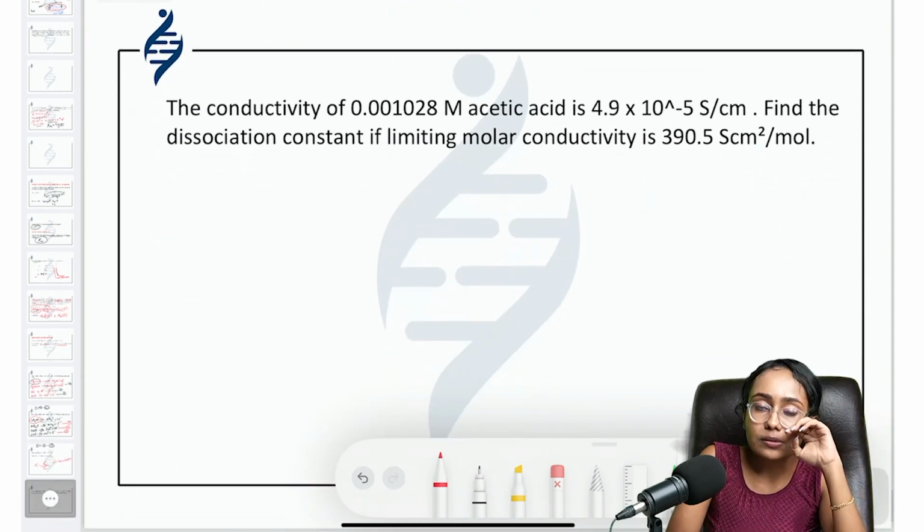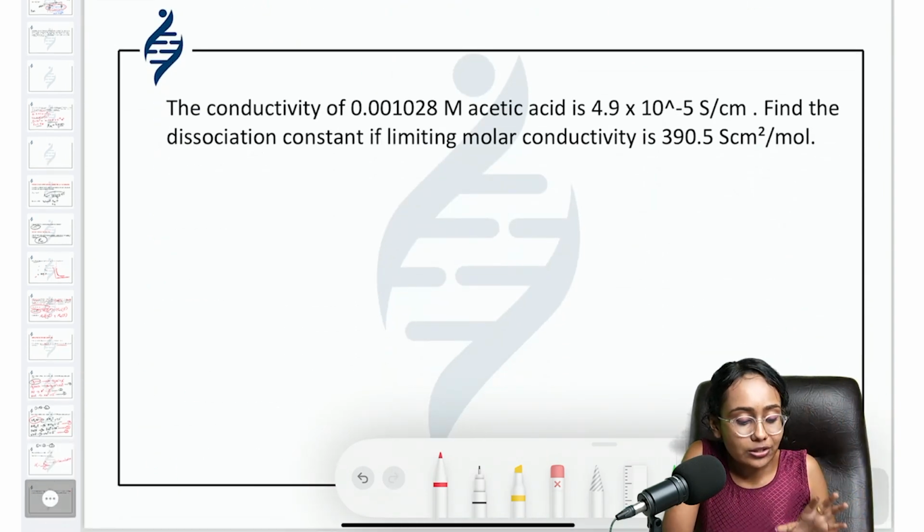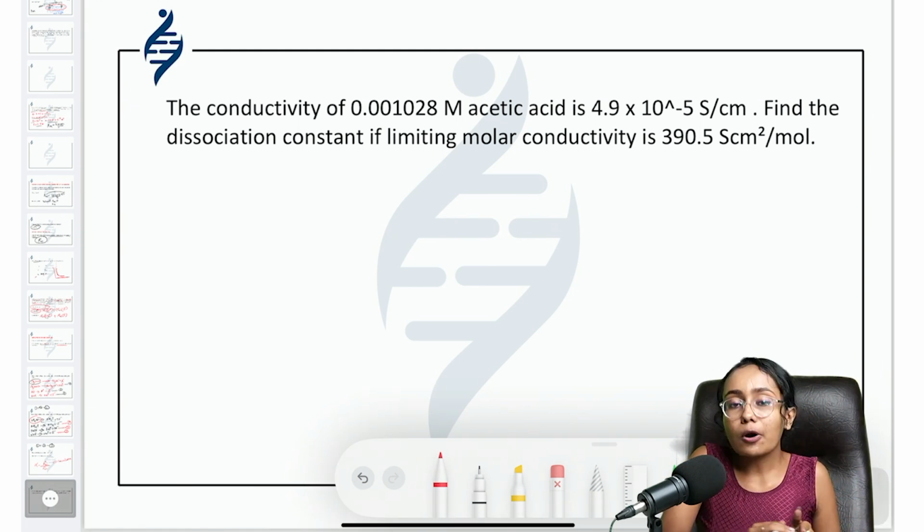Using both of these equations, you can find the answer to this problem. It's a very direct problem. You can do it by yourself.